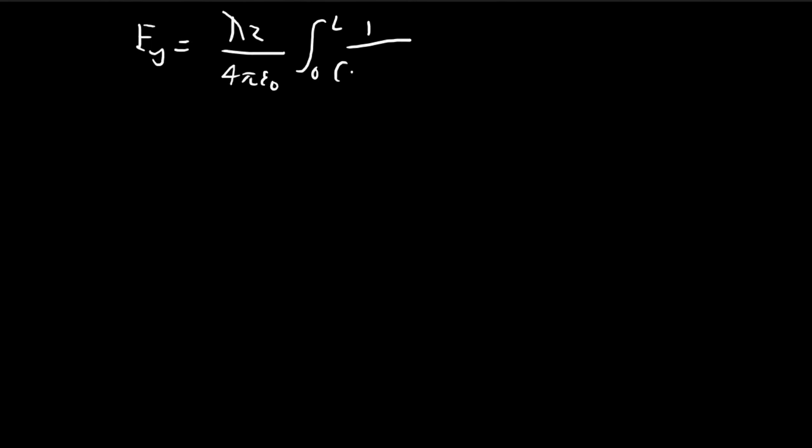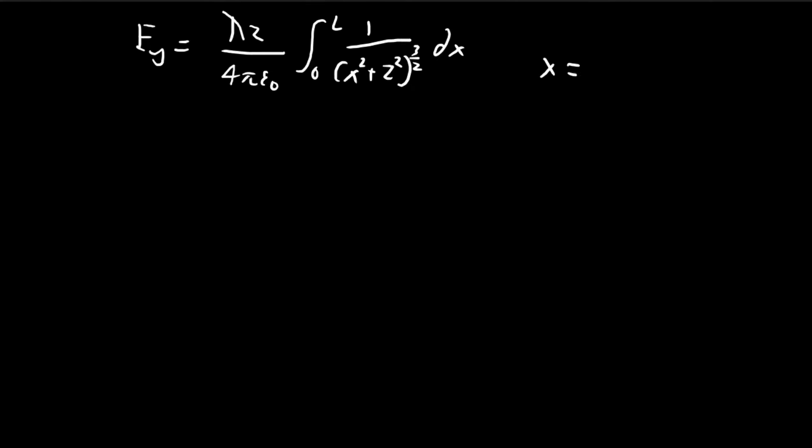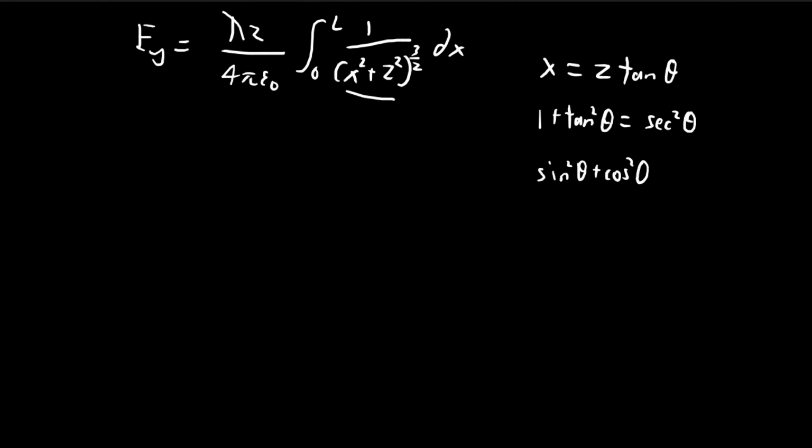The trick to solving this integral is using substitution. The thing that we're going to substitute is that we're going to let x equal z tangent theta. The reason for that is that it's going to get rid of this denominator here, using the fact that 1 plus tangent squared theta is equal to secant squared theta. You can prove this using the identity sine squared theta plus cosine squared theta equals 1. Using this, you can prove this. Just divide both sides by cosine squared theta.